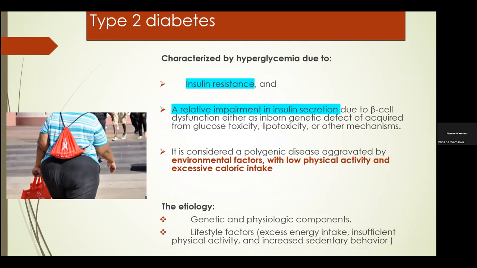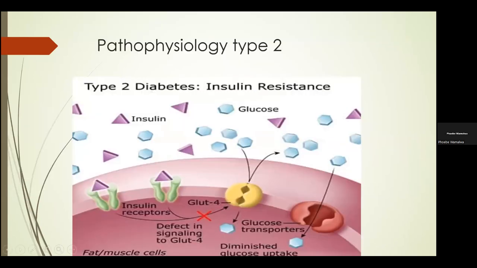So the etiology has genetic and physiological components and lifestyle factors, including excess energy intake, insufficient physical activity, and increased sedentary behavior, which are the risks for type 2 diabetes. And so here, you find that there's insulin resistance, and as a result of that, a defect in signaling to glucose transporters causing hyperinsulinemia with reduced glucose uptake by the cells.